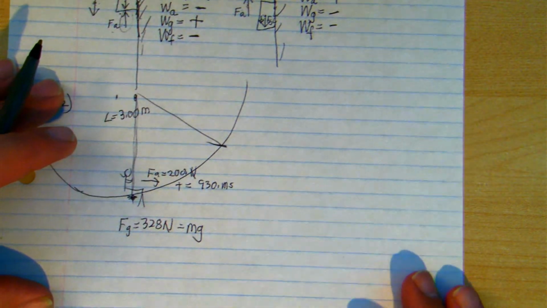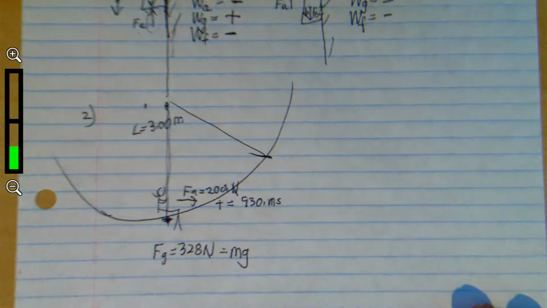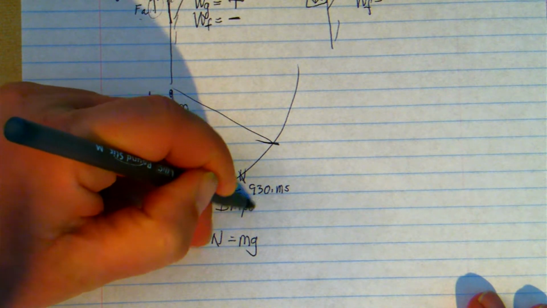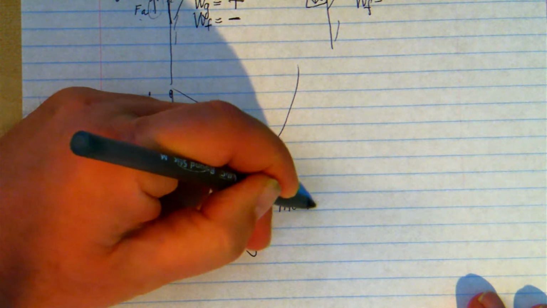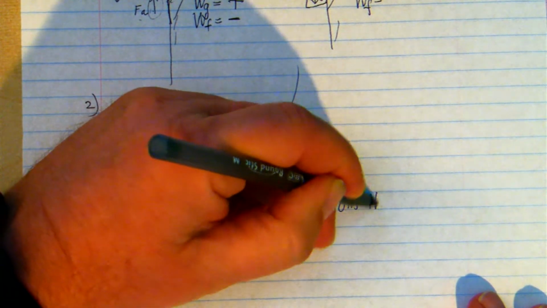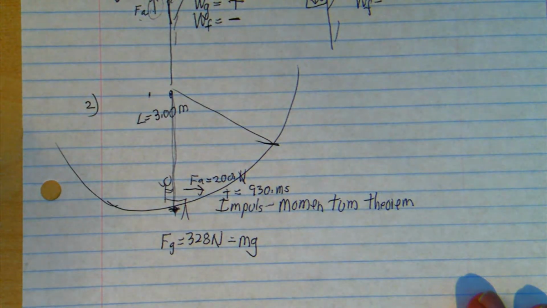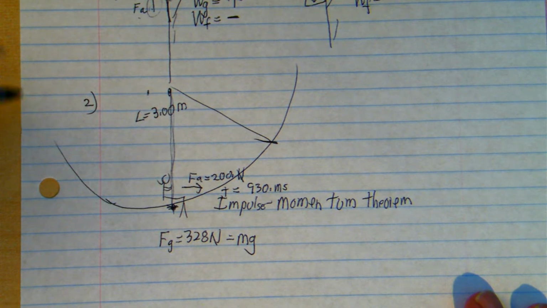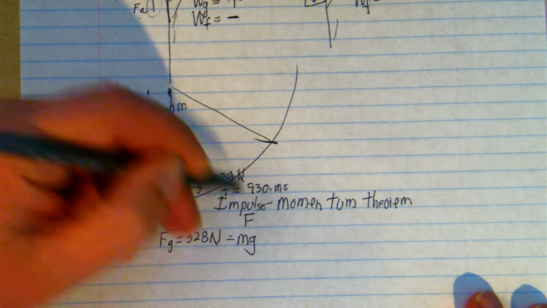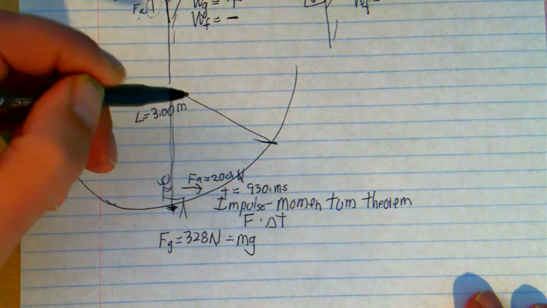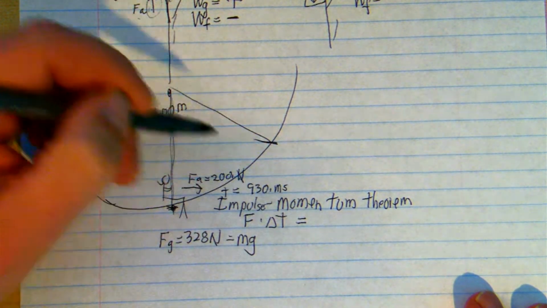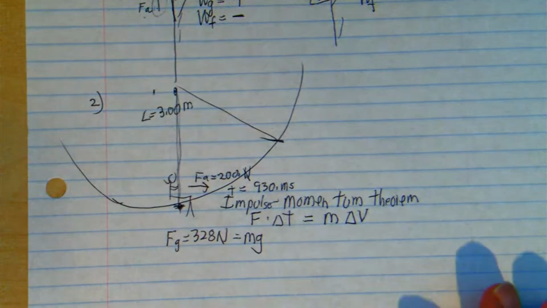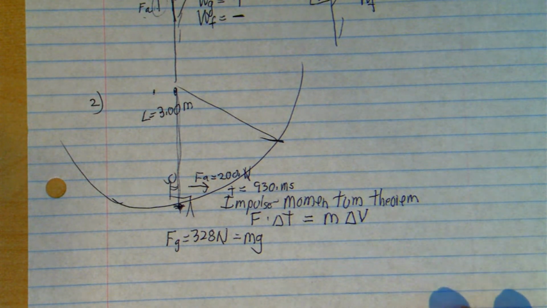So, yikes. To do this problem, I would use the impulse momentum theorem. Impulse with an E. Impulse momentum theorem. Really badly written. Impulse is average force times time. Momentum is really change in momentum. Mass times change in velocity, as long as the mass is constant.